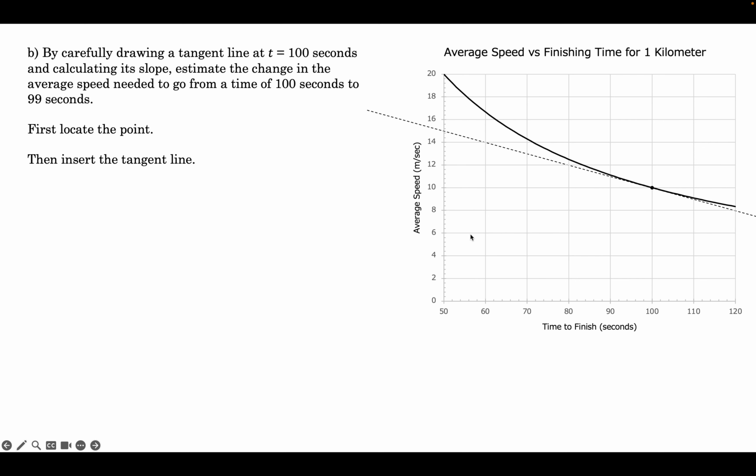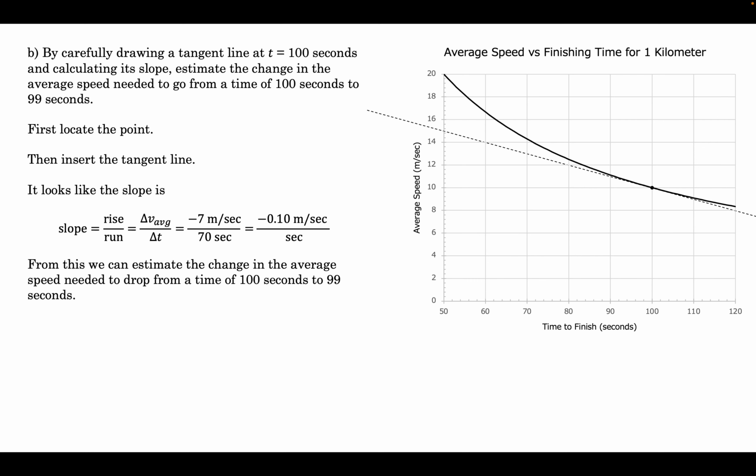And the span is the whole x range, which is 120 to 50, so that's 70. The rise is minus 7 meters per second. It drops from 15 to 8. The run is 50 to 70 seconds. So the slope is minus 1/10 of a meter per second every second. That's the relationship between delta V average and delta t.